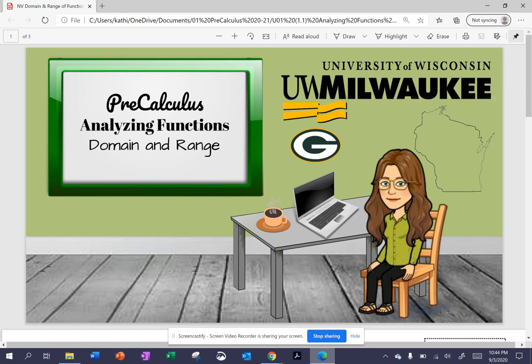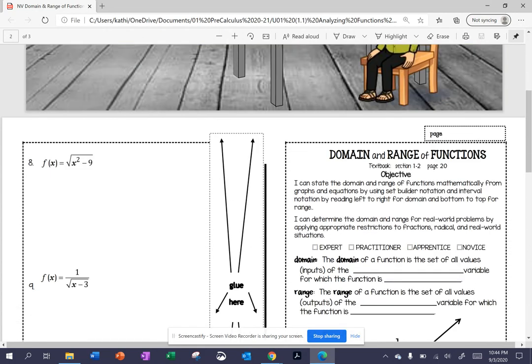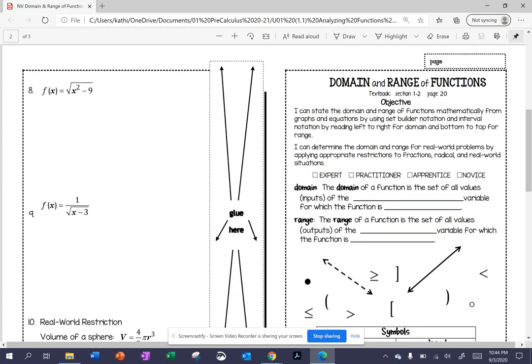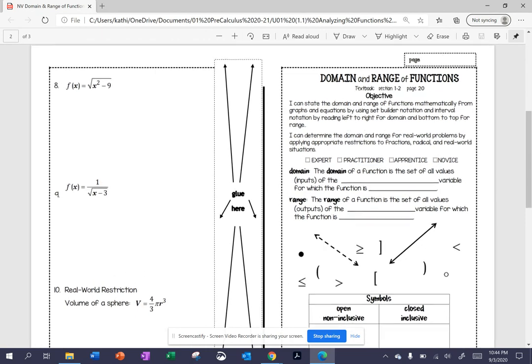Today's lesson is domain and range. So let's start out with what our learning objectives are.